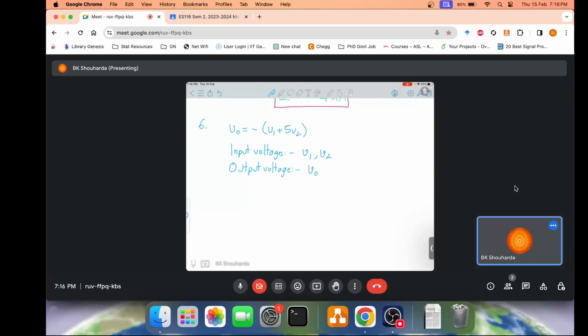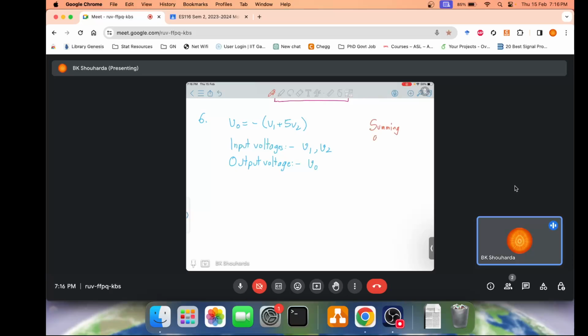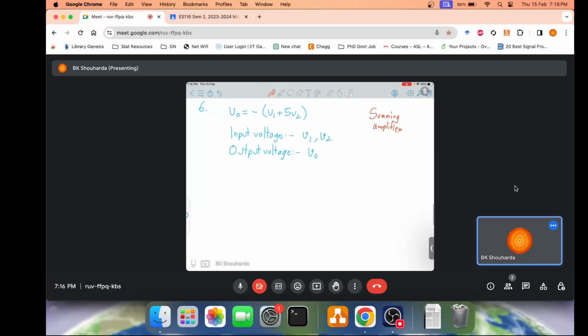Alright, so the very moment you see an expression like this where all of them have the same sign, then remember we have to use something called the summing amplifier. And how does it behave? Let's look at a general case.